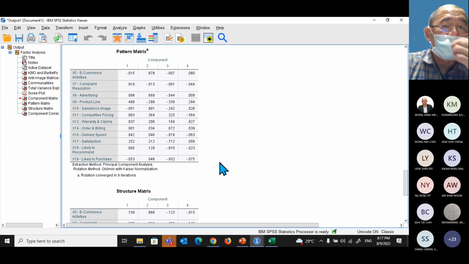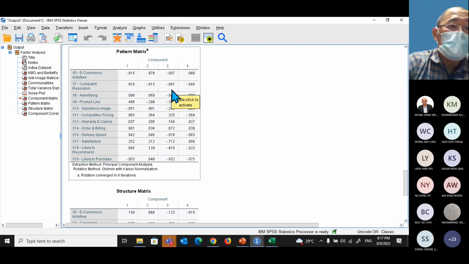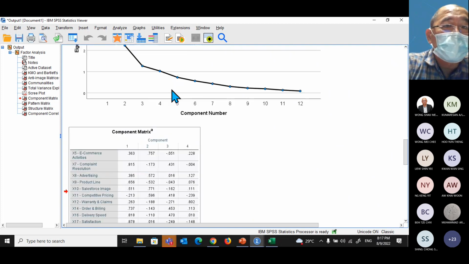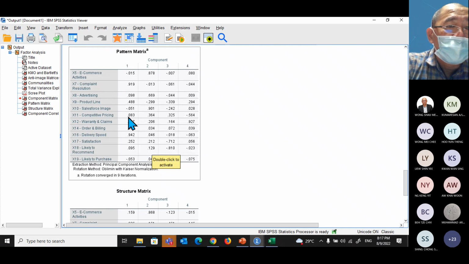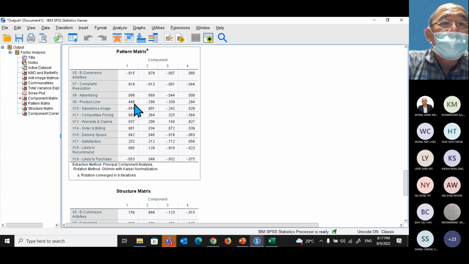Okay, correct. So you see, just now this is a problem, correct? The problem is on x9. So x9 can belong to factor 1 or factor 2. Now we see x9 is clearer. It's under factor 1. Meaning that we cannot be so strict on the cutoff point. 0.48 is also considered good.